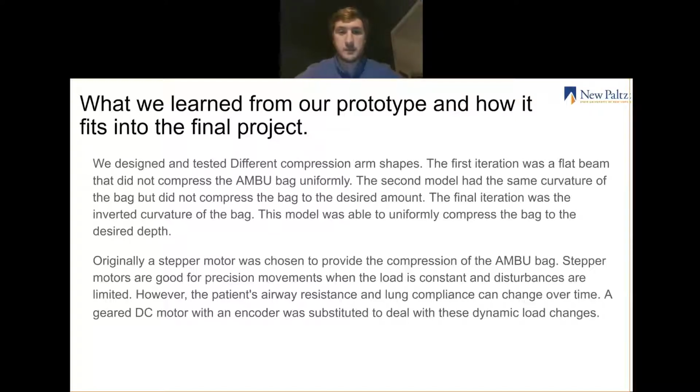Originally, we decided that we would use a stepper motor for the compression of the AmbuBag, since stepper motors are good for precise movements when the load is constant and disturbances are limited. However, the patient's airway resistance and lung compliance can change over time, and a geared DC motor with an encoder was substituted to deal with these dynamic load changes.